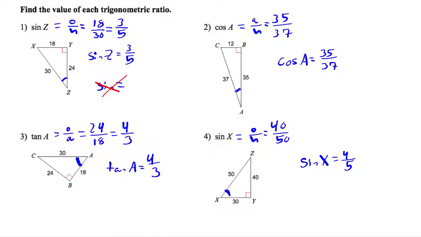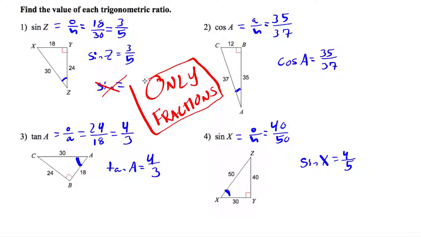Now, one important thing about trigonometry: we only want fractions. If you give me a decimal for any of these, it will be wrong. So is sine of z equal to 0.6? Sure, 3/5 is 0.6, but we don't want 0.6. We only want the fraction.